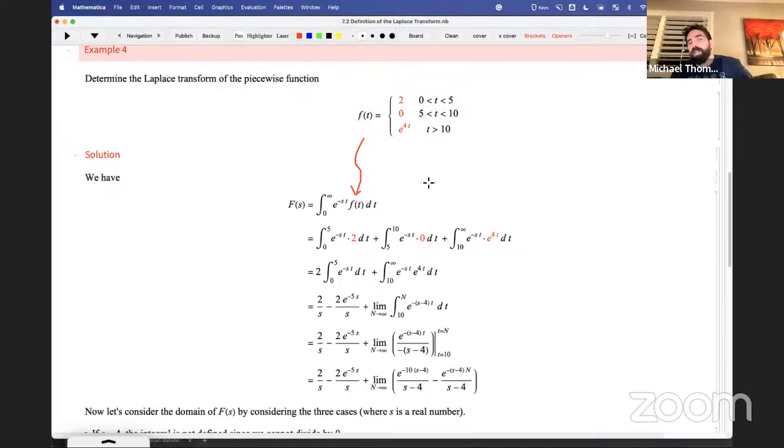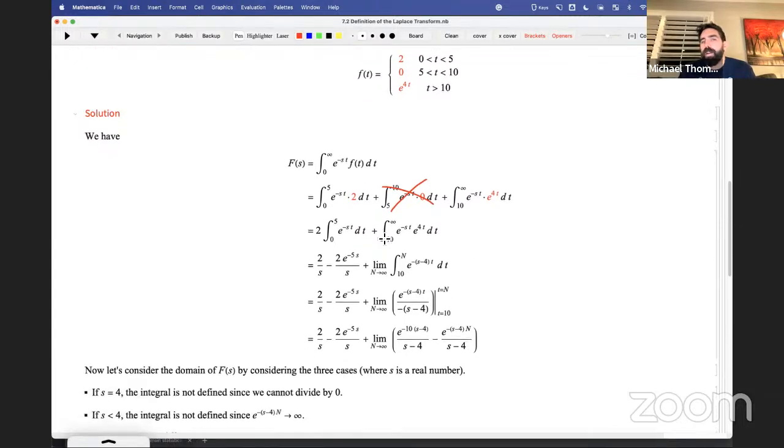The problem is it's piecewise, but actually it's not a problem if you know how integration works. If you remember integration, you can split it across whatever interval you want. So we'll break this up into 3 integrals. We'll do one here, and one here. On the first interval, 0 to 5, we'll use a 2. On the second interval from 5 to 10, we'll use a 0. And on the third interval from 10 to infinity, we'll use e to the 4t. And right off the bat, you can see that this one drops out because of that 0.